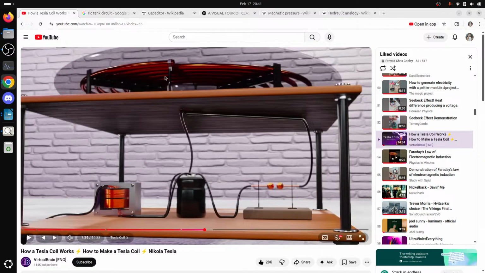Yeah, so your primary coil, you want a big magnetic field. You want that thing, and then your secondary coil is going to amplify that, and then you're going to get voltage and you're moving it through the ether, because the ether is a conductor.